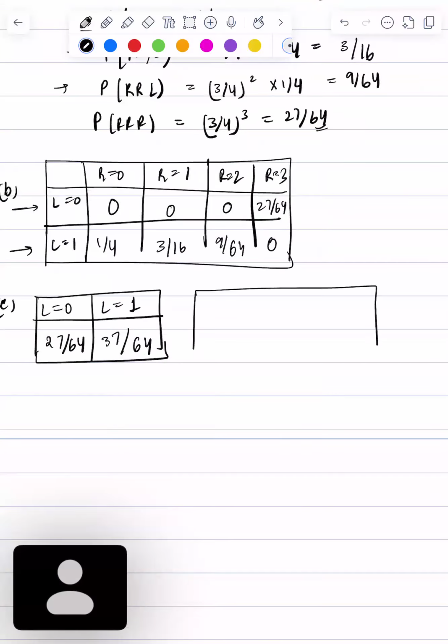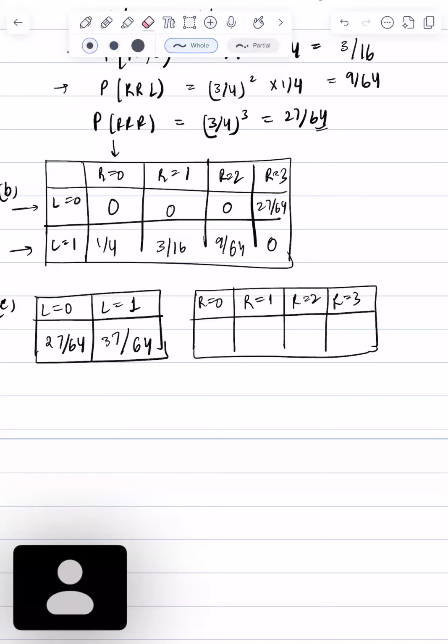Similarly, if I want to do it for R, which is going to range from 0 to 3, I'm going to be adding this value, so 1/4, and this value, which is 3/16. Like this whole column, because the column only has those values, it doesn't have to be similar.